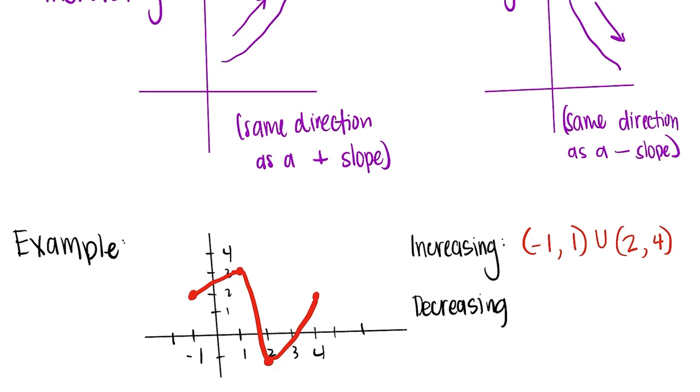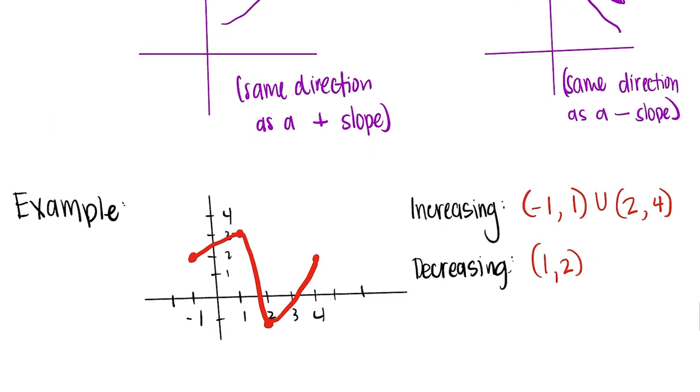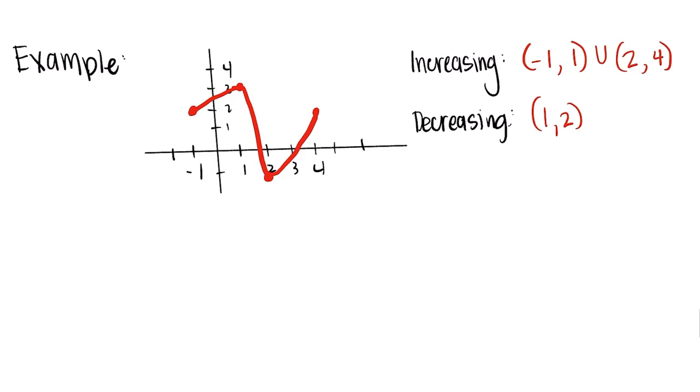Okay. And then for decreasing, this is just the opposite. Where is it going down? How many different places do we have on this graph where it's going down? Just 1. So between what 2 values? 1 and 2. And then do parentheses on those as well. So increasing and decreasing always gets parentheses for your interval. Okay. Questions on that?